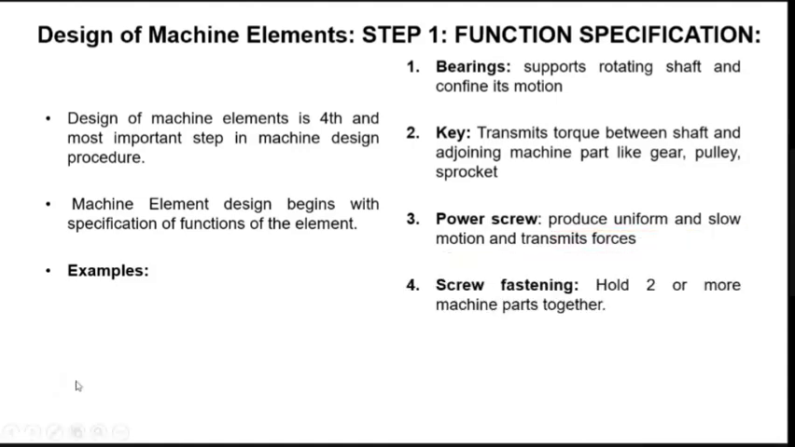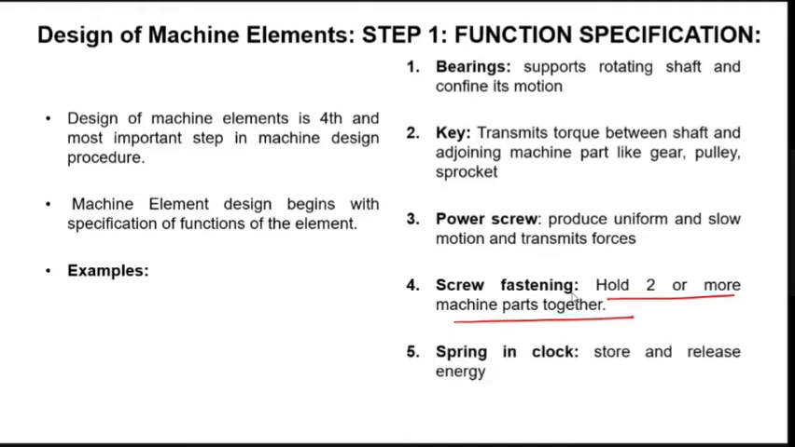Okay. Next is screw fastening. It holds two or more machine parts together. Now the screw fastenings are very, very important. Why are these screw fastenings so important? Because each and every machine will require this. You can take an example of bolted joints, riveted joints. Okay, so all come under the screw fastening.